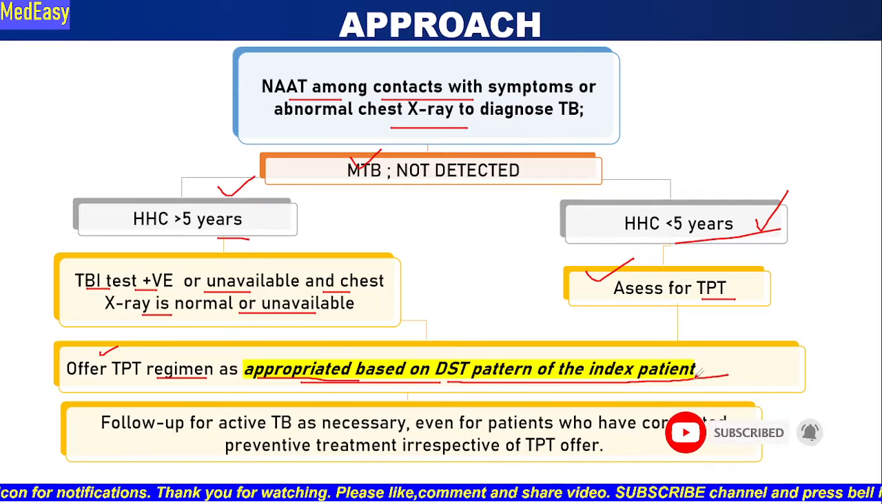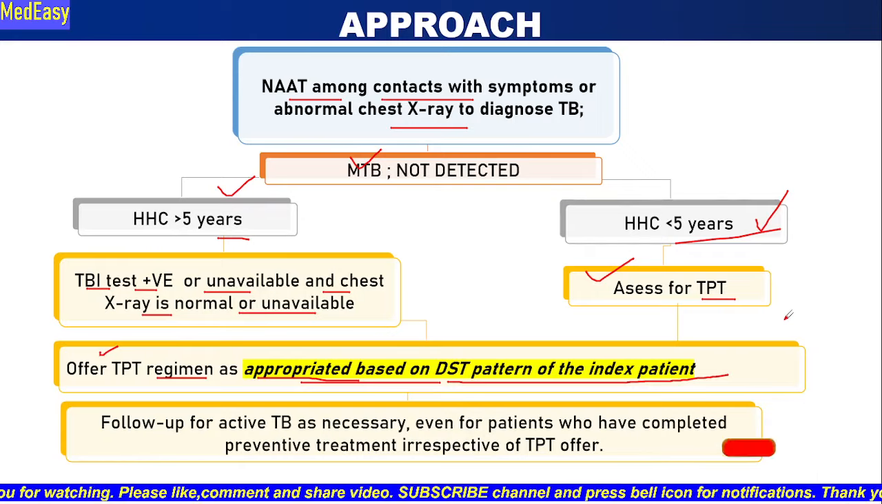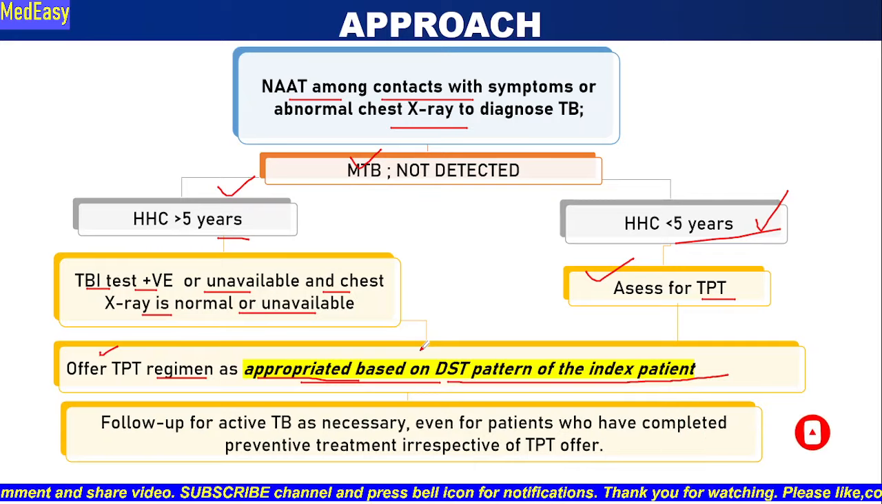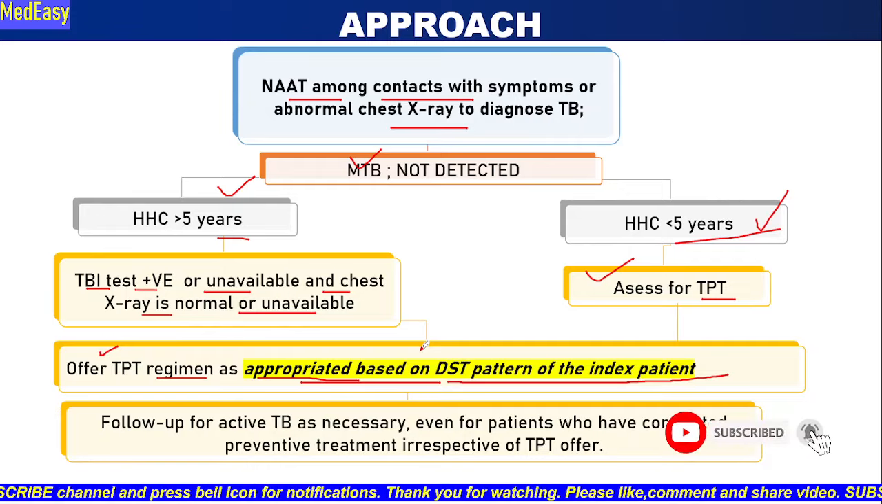Appropriate based on DST pattern means, if it is an MDR patient, as per our guideline we always send the smear for first line and second line LPA for this patient, and we have to know the sensitivity pattern. For example, if the MDR patient is sensitive to fluoroquinolone, then we will offer TPT as per the sensitivity pattern. If INH monoresistant cases are sensitive to rifampicin, then we will plan them TPT as per their sensitivity pattern.